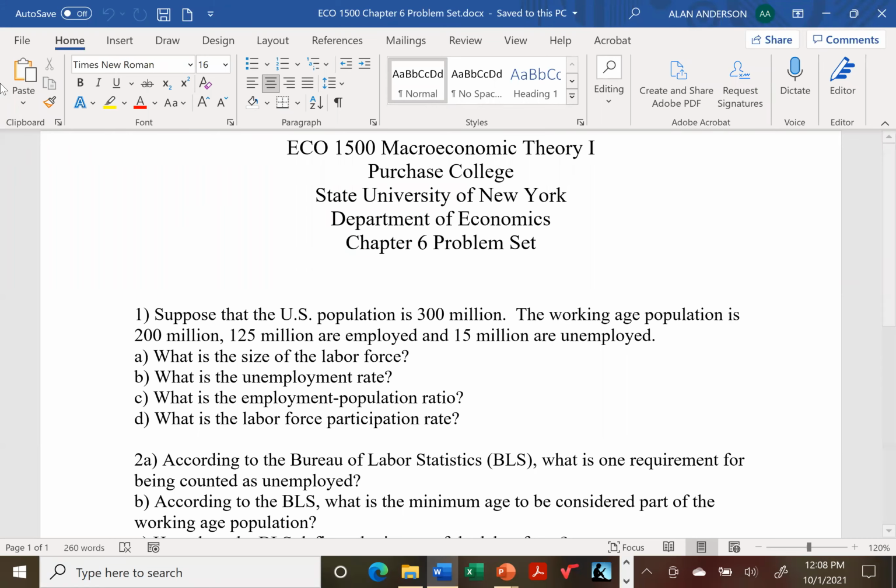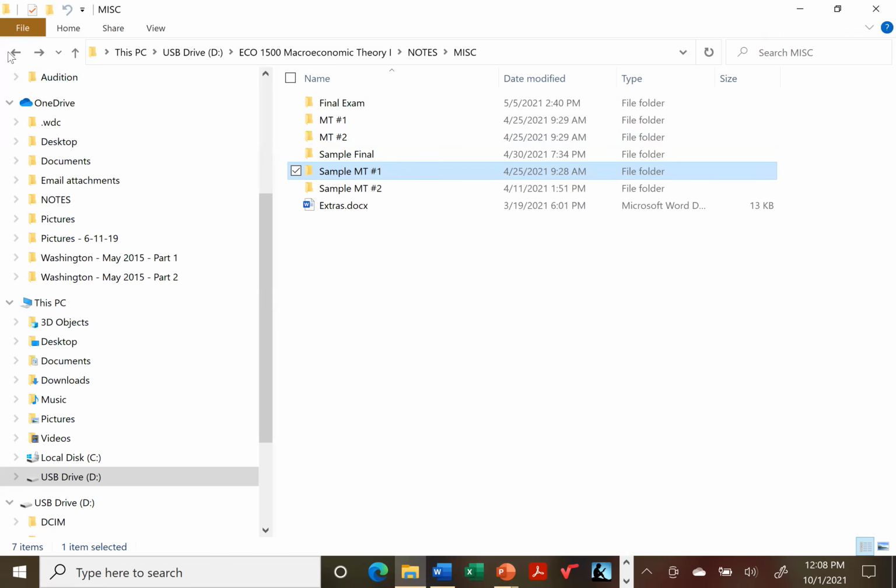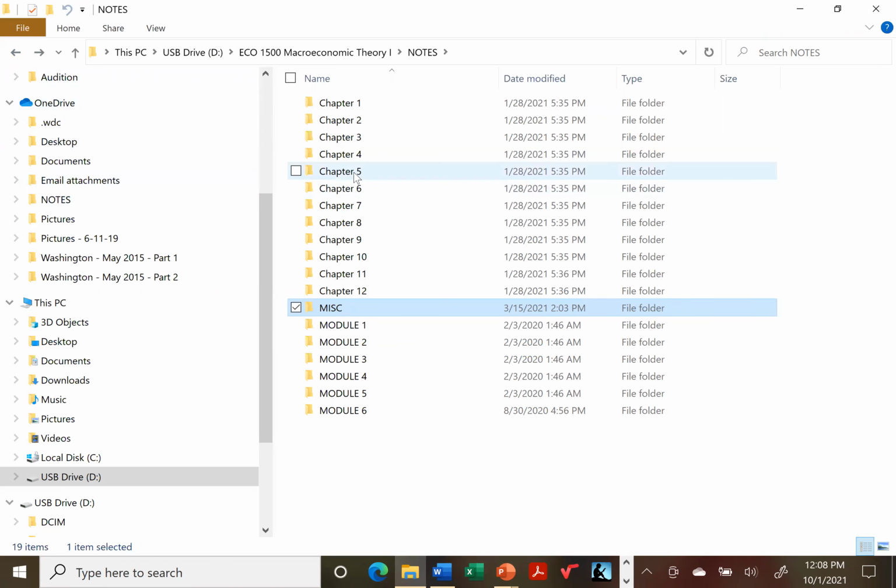I did have a question about the chapter 5 problem set. We did the expenditure approach, right? Yes, that was the expenditure approach. That's the one that's Y equals C plus I plus G plus net exports. I just wanted to ask about the income approach.